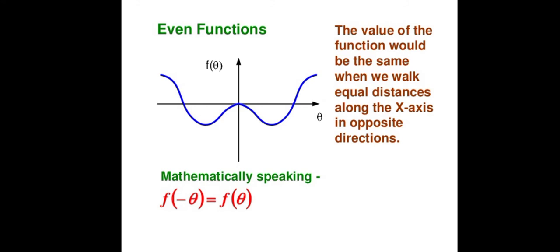An even function has the same value at equal distances along the x-axis in opposite directions. That means f of minus theta is equal to f of theta. This is the f of theta. The blue line indicates that this is an even function, with the same values on the opposite sides of the x-axis.